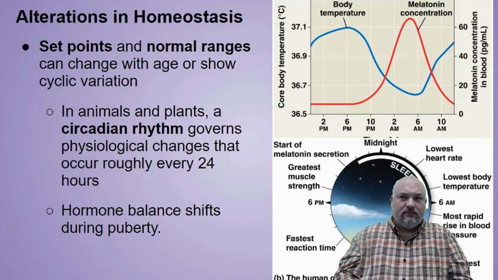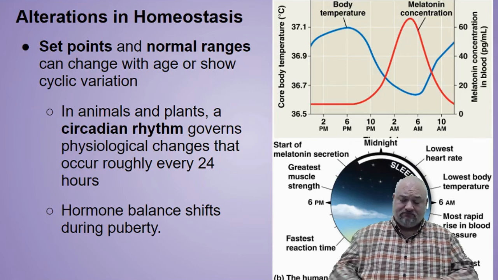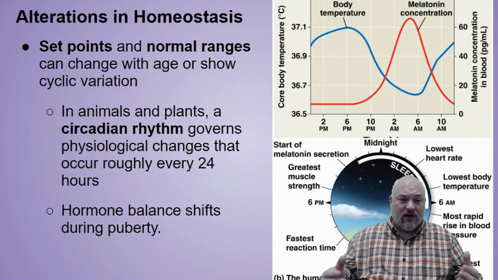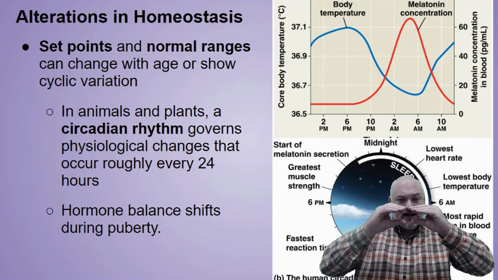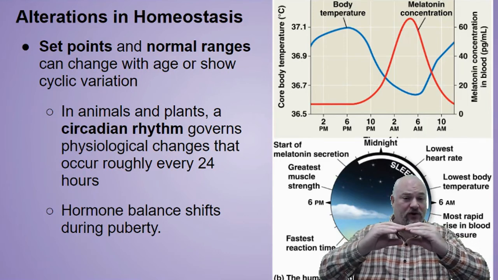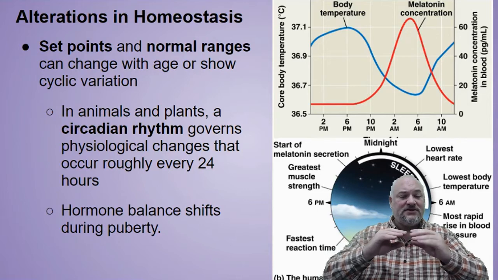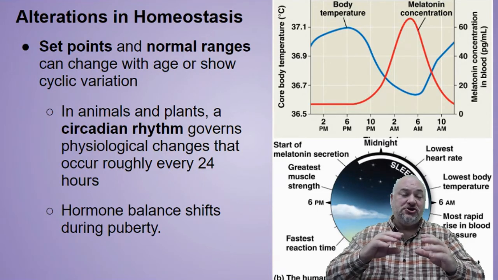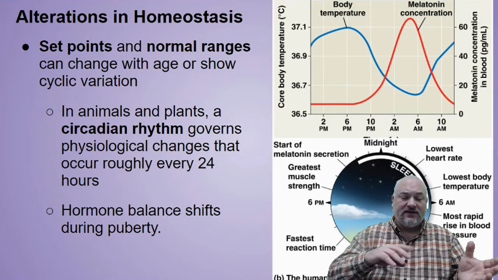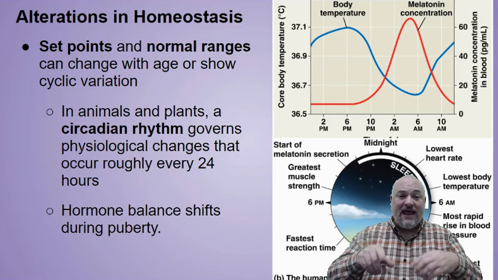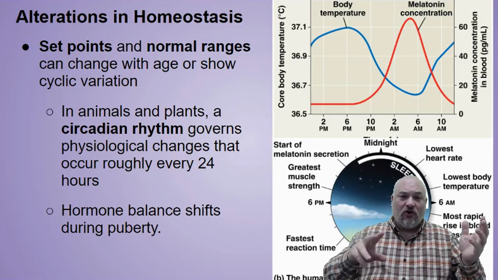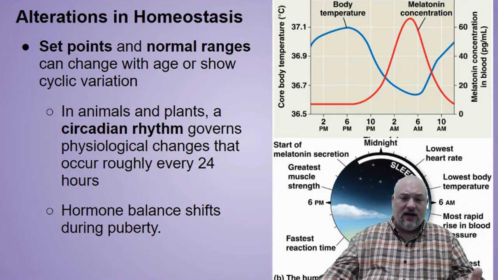So, is homeostasis always the same all the time for every organism? No. There are set points in normal ranges, like we talked about, like 98.6 and a slight range above and below that where things still work pretty well. But those set points in normal ranges can change cyclically over the course of a day, over the course of a month, over the course of your lifetime.